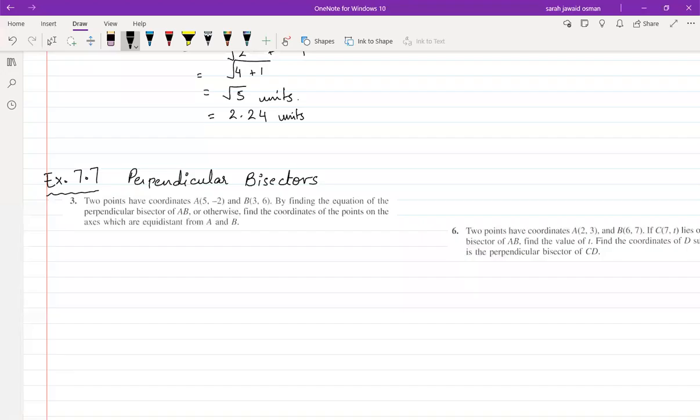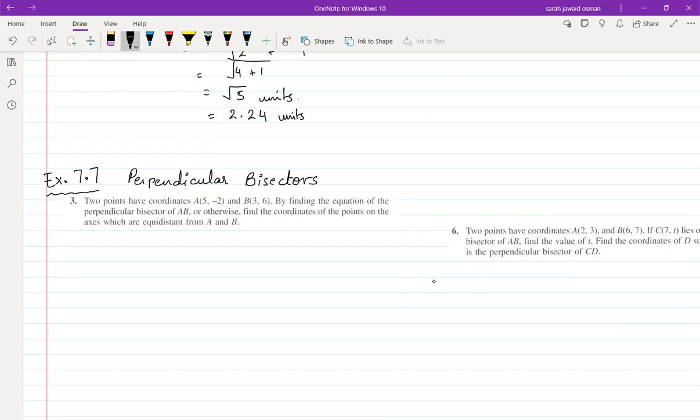Including both these concepts into one. All right, these two concepts, the midpoint as well as the perpendicular line thing that we've just learned, we're going to apply over here. So starting with the first question, question number 3: 2 points have coordinates A and B.